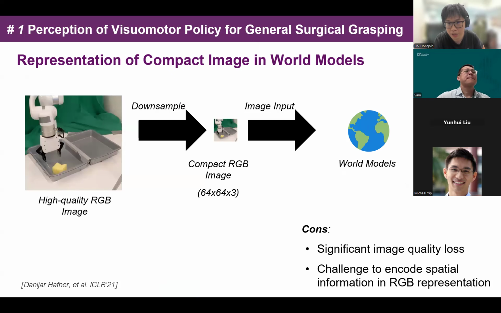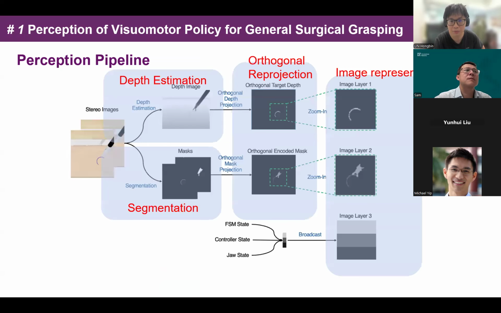A common implementation is to downsample the high-quality RGB image to the compact RGB image and feed it to the world models. However, downsampling the image leads to significant image quality loss. Furthermore, it changes the encoded spatial information from the RGB representation.